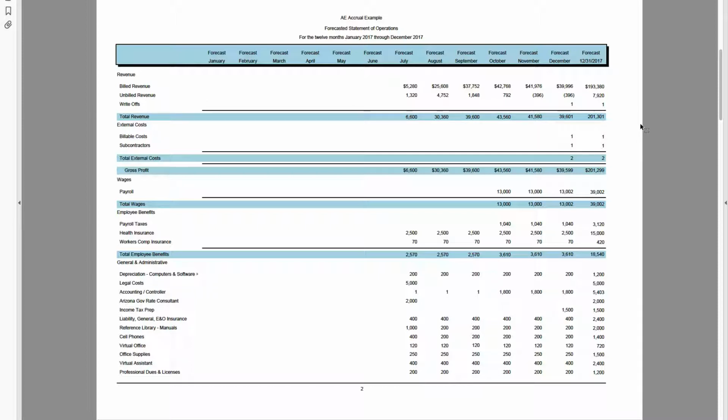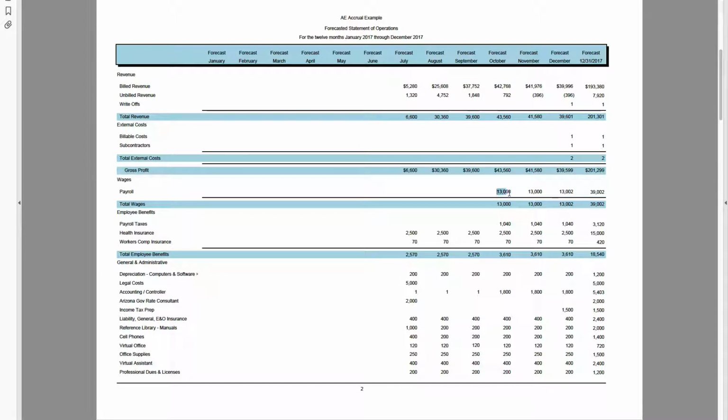Most of these accounts are self-explanatory, so we won't go into quite such detail. Billed revenue is the amount of invoices that go out each month. Unbilled revenue is a cumulative amount of charges that we've added to the accounting system that have not been billed. For this model, we're going to assume there are no write-offs in the first year. We're also not modeling subcontractors at this point. Typically it's a wash, and we want to get the basics down first before we make it more complicated.